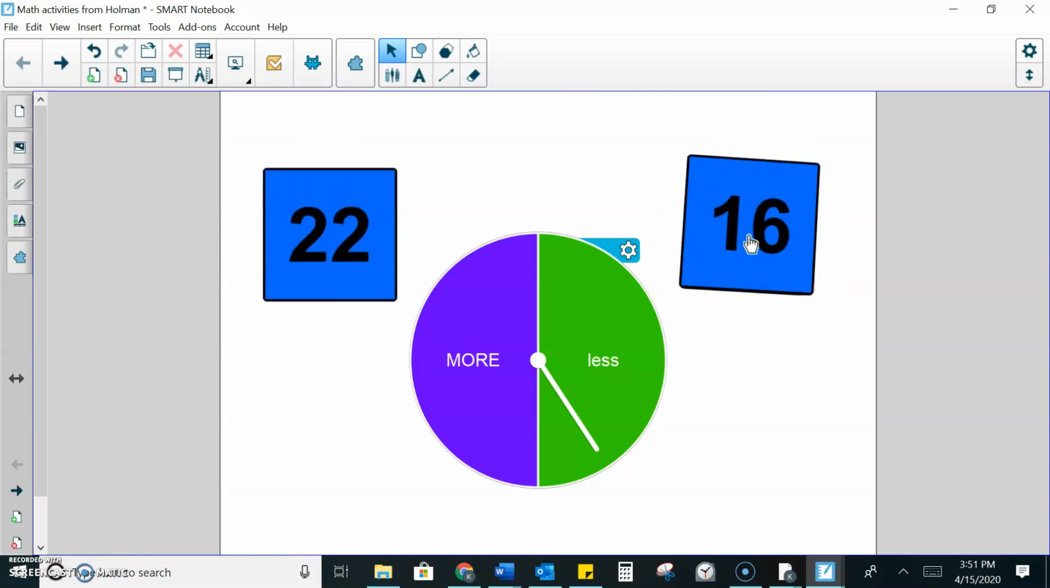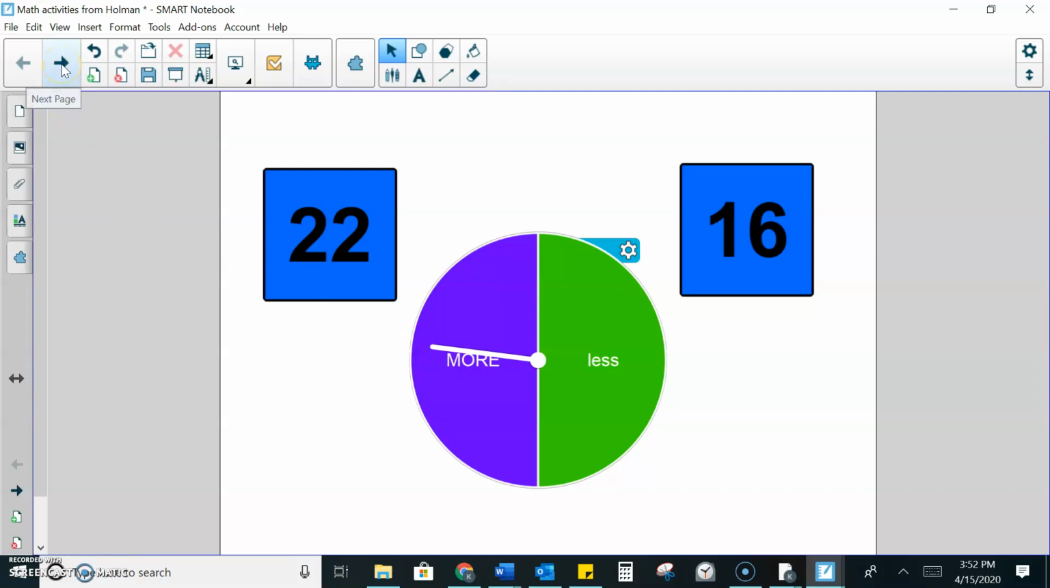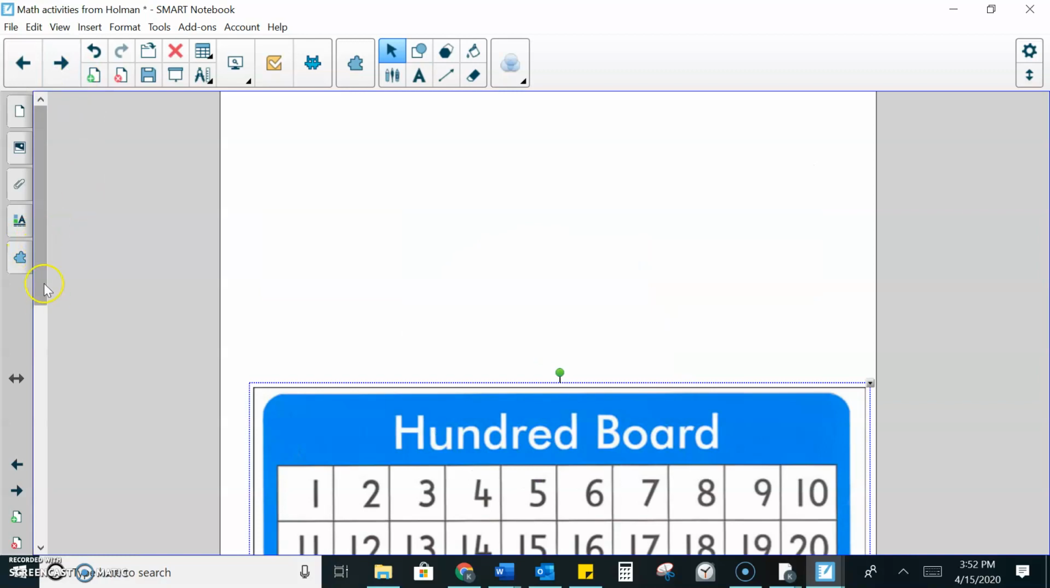So let's get started. The first thing we're going to do is roll the dice, sorry. Okay, so our first number is 22 and our second number is 16. Then we're going to spin the spinner. Okay, and it landed on the side with more. So we need to figure out which number is more. Let's go to our hundreds chart just as a tool to help us. Remember, our numbers are 22 and 16.